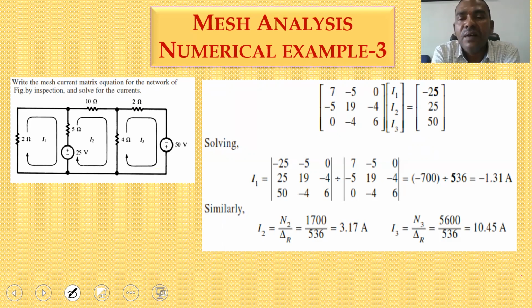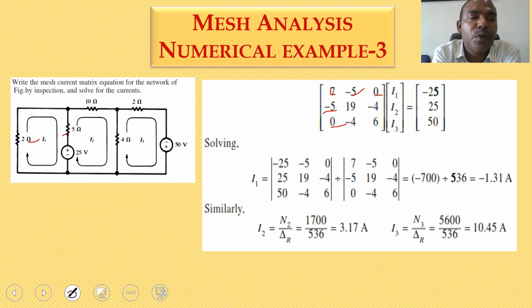The first one is A11. A11 means the entire passive elements. Loop 1 passive elements are 2 and 5. Take the summation, you get 7. Then A12 and A21. Loop 1, loop 2, the intermediate value is 5. Off-diagonal elements are always represented with a minus sign for clockwise direction, so you get minus 5. A12 is the same as A21. Then A13 and A31, you don't have a direct connection, so blindly put 0.